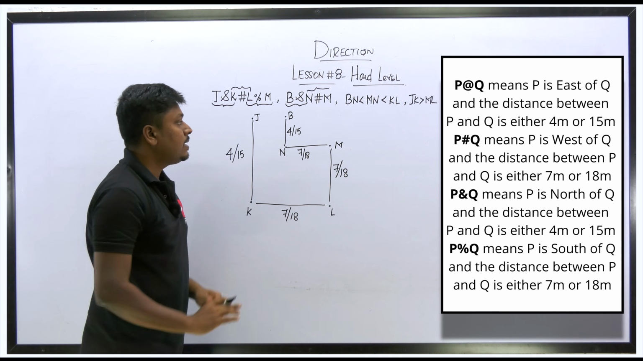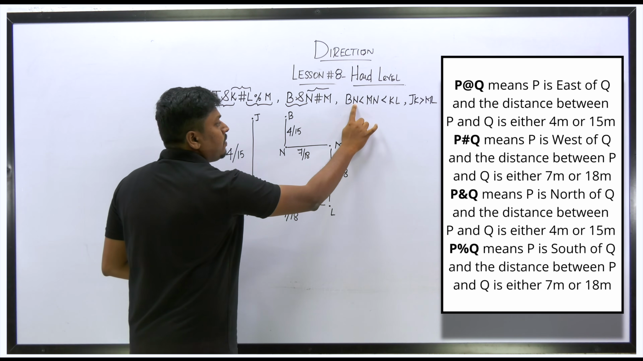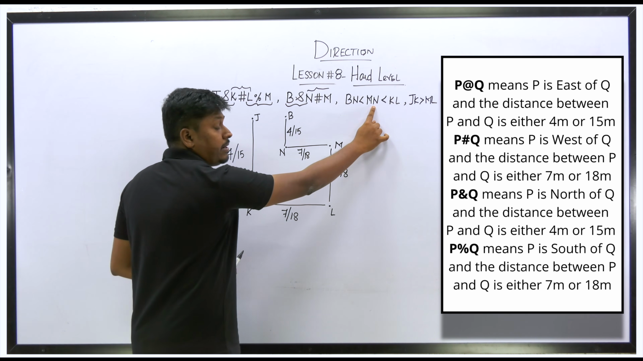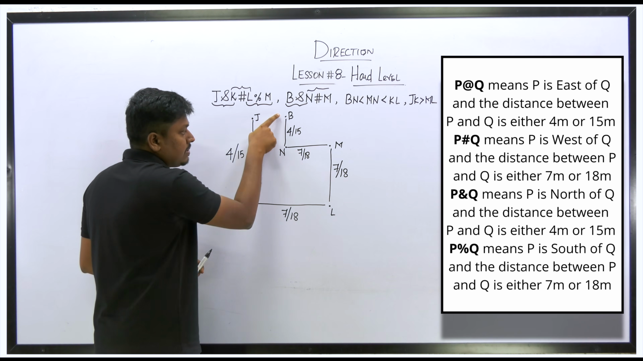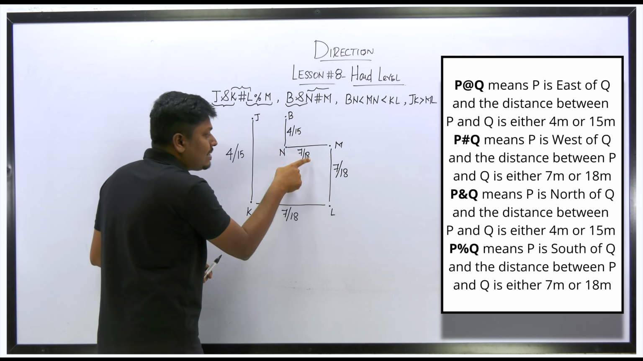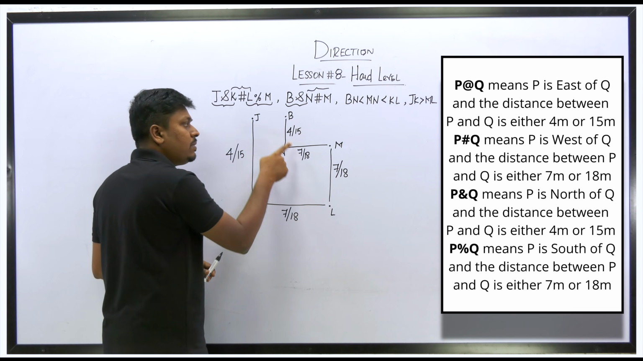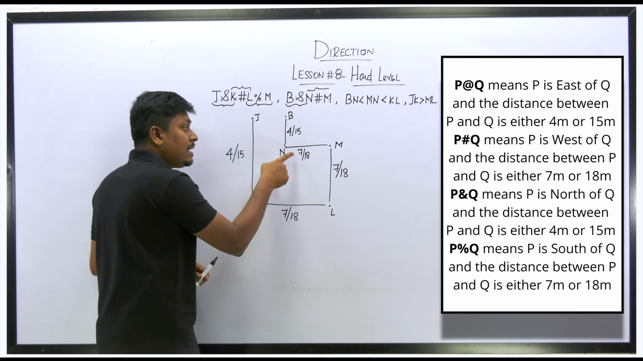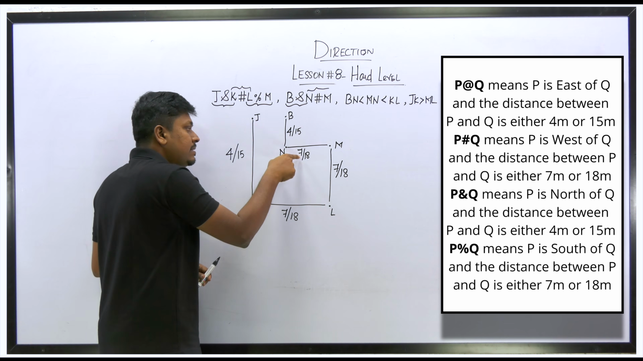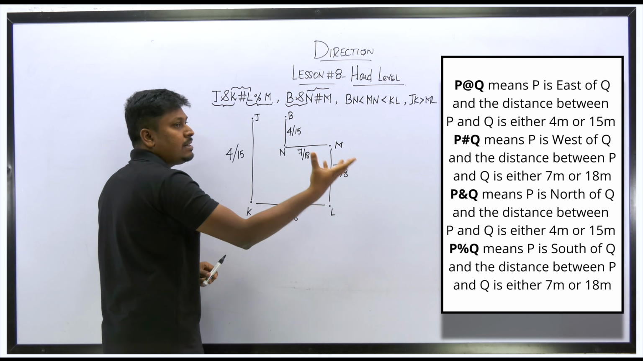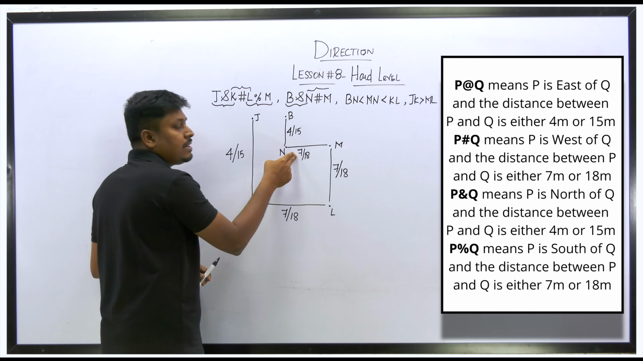Understood or not? Right? So now the value of BN is less than MN, right? So this value should be less than this value. Then what can we do? If it is 4 meter, this can be 7 meter. Or else if it is 15 meter, this can be 18 meter. The meaning here is this value should be less than this value.